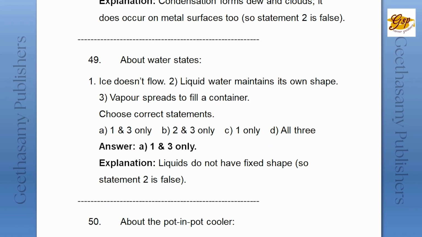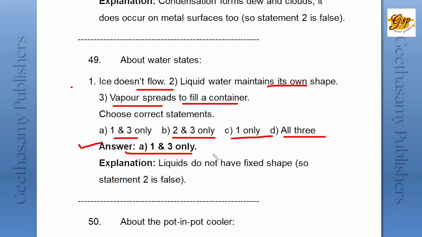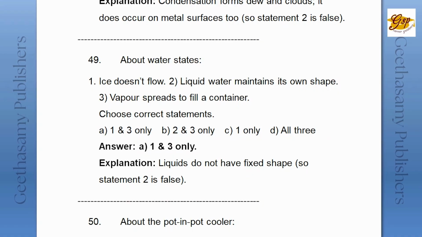Fine. 49th question about the states of water. 1, ice doesn't flow. 2, liquid water maintains its own shape. 3, vapor spreads to fill the container. Choose the correct one: 1 and 3, 2 and 3, 1 and all 3. The correct answer is A, 1 and 3 only. Explanation: liquids do not have a fixed shape, so statement 2 is false.